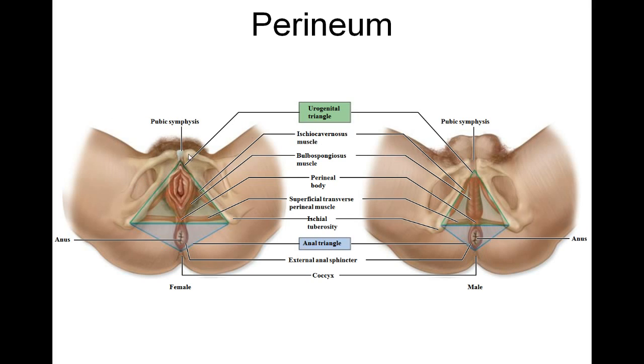Okay, so here's the perineum. There are two different parts. The urogenital triangle is the top triangle. It's got the urinary and the genitals, and then the anal triangle is the posterior triangle.